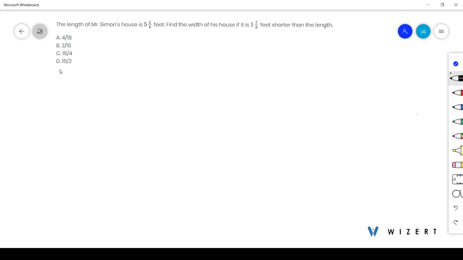Our question is: the length of Mr. Simpson's house is 5 5/8 feet. Find the width of his house if it is 1 7/8 feet shorter than the length.